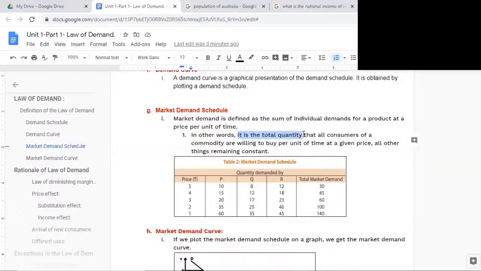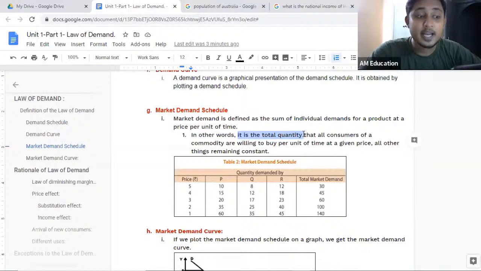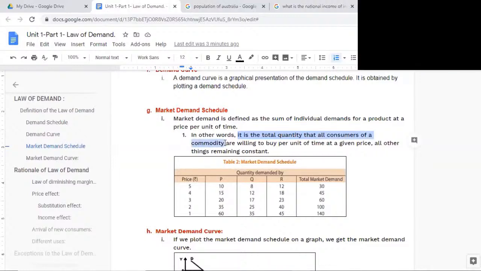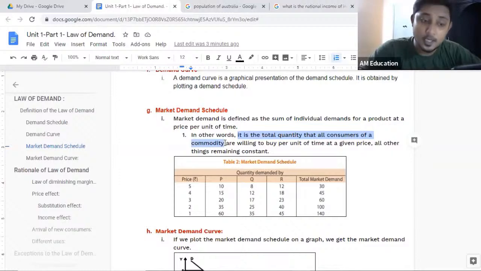35. Yes. And what was the 35 kgs? It is the total quantity that all consumers of a commodity. What was that commodity we were talking about? Right. It is the total quantity that all consumers of a commodity are willing to buy per unit of time at a given price. Understood? Yes? No?